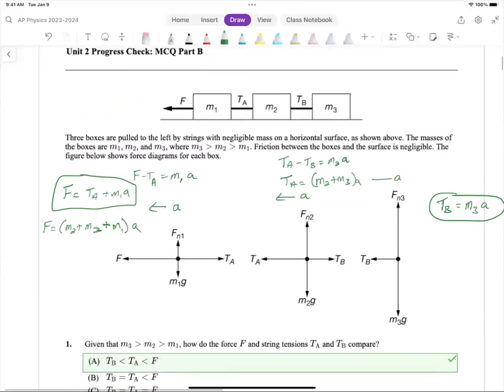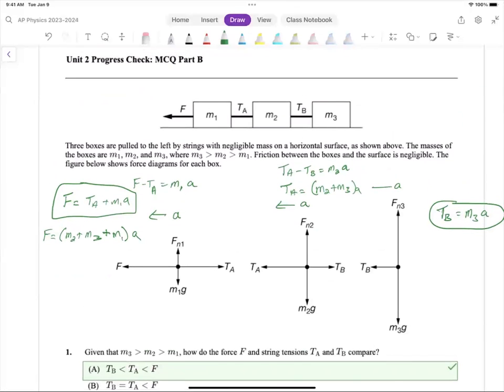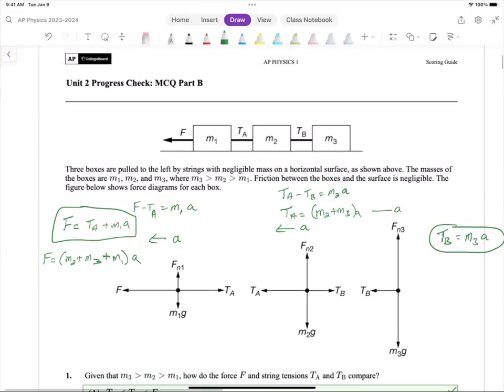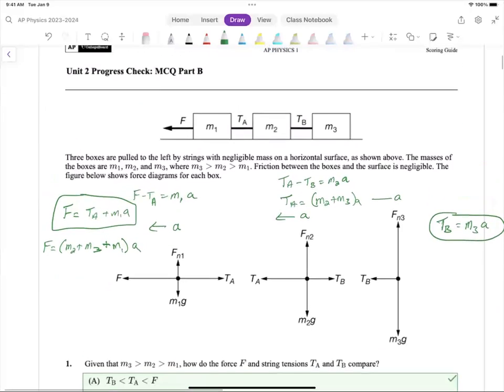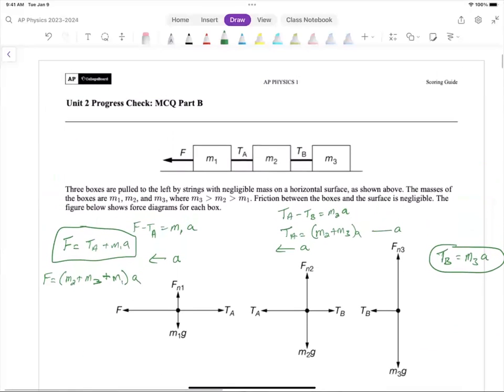And they want me to know, how does the force and the string tensions TA and TB compare? So which one's greater? Obviously, you know A is correct, but let's see how we got that answer. In other words, is force greater than TA? Is TA greater than TB? Is one of them equal to one another?